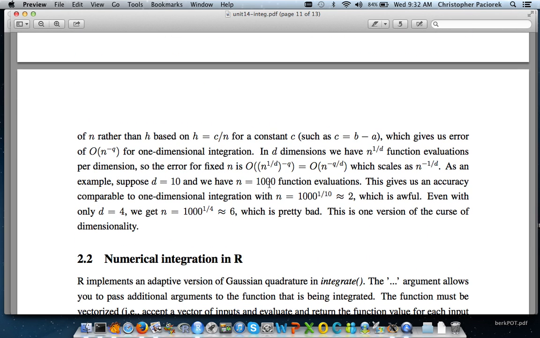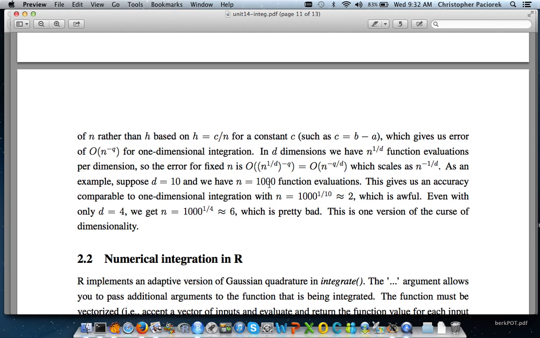So for example, suppose I have the computational budget to do 1,000 function evaluations, and I'm working in 10 dimensions. Well, 1,000 to the 1/10 is basically 2. So if I were working in a one-dimensional problem, doing 1,000 intervals, that's pretty good. I'm probably getting a pretty accurate estimate of the integral. But that's equivalent to basically doing 2 function evaluations in each of the 10 dimensions, a 10-dimensional grid where I've only got 2 points along each of the axes.